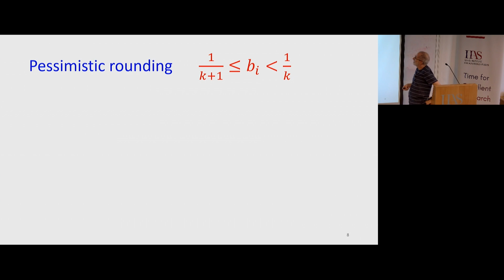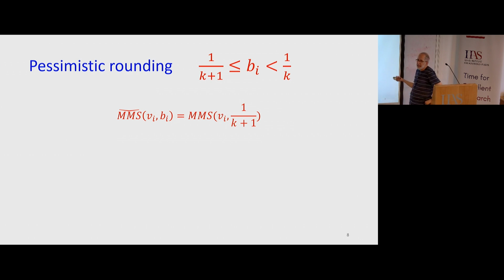One version is what I call pessimistic rounding. So you round your entitlement down in this case. And then your MMS down would be your MMS as if your entitlement was smaller, just 1 over k plus 1. You partition the items into k plus 1 bundles and get the worst one.